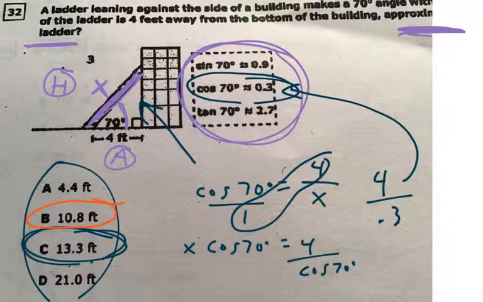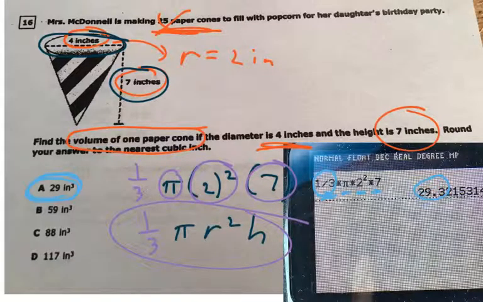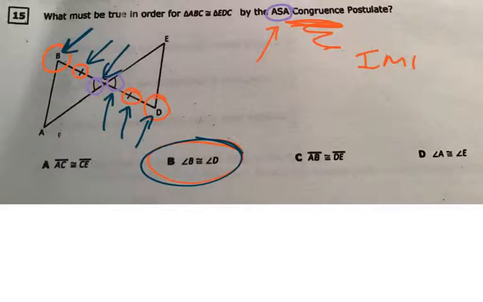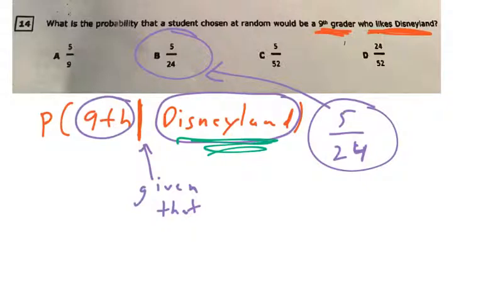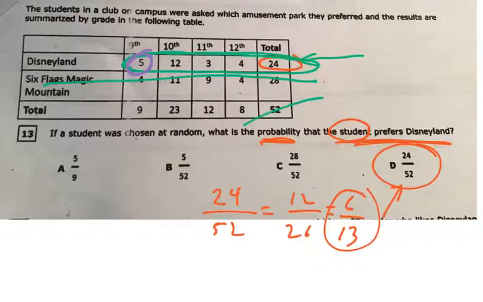But the important thing, guys, is you better know SOHCAHTOA. You better know your volumes. You better know similarity, even though that one was congruence. You better know some basic probabilities.